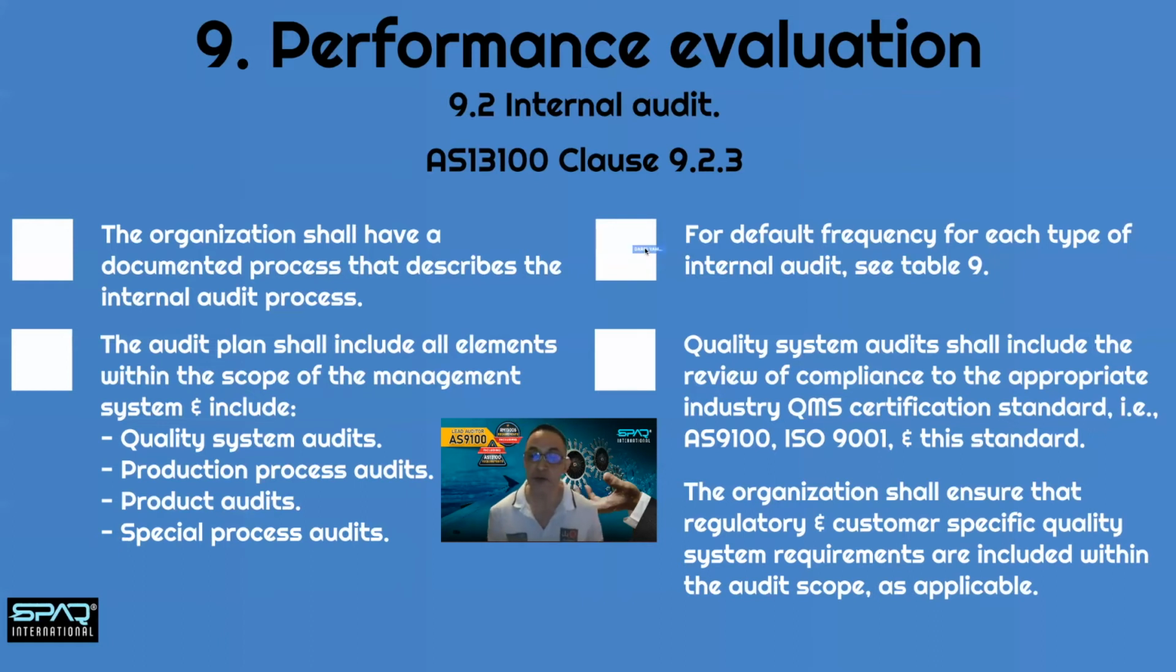For default frequency for each type of internal audit, see Table 9, which I explain in the next slide during the course. Quality system audits shall include the review of compliance to the appropriate industry QMS standard, AS9100, 9001, or whatever other standard that you may have. The organization shall ensure that regulatory and customer-specific quality system requirements are included within the audit scope as applicable. As you can see, some of the new requirements you are already complying with, but in case you are not, you have to include them.